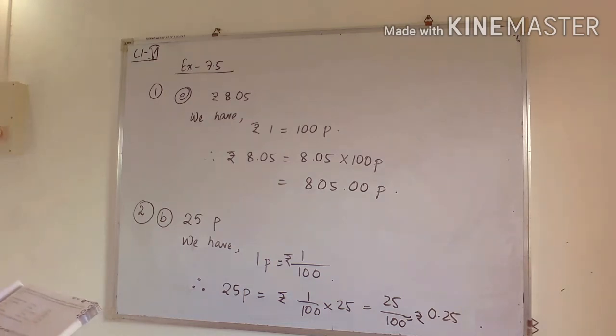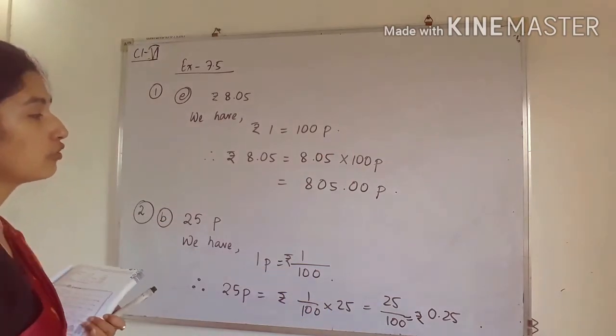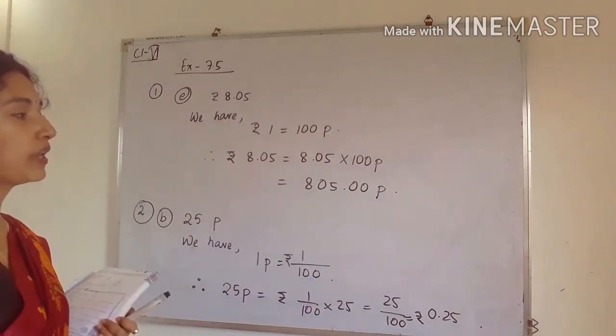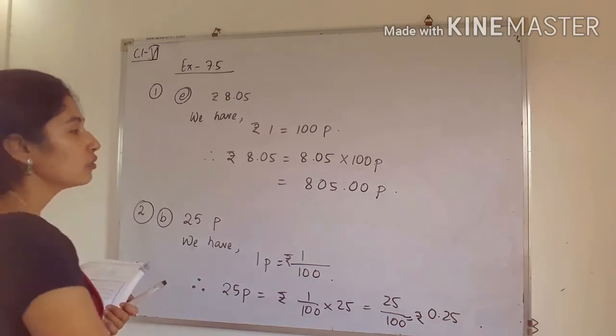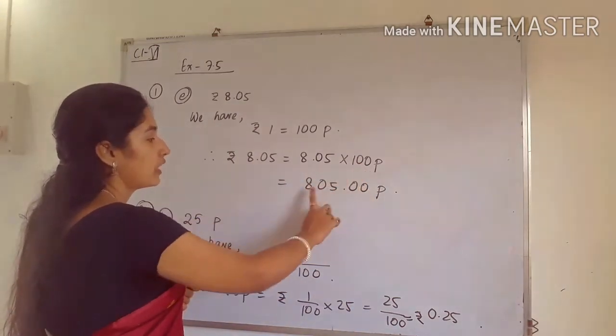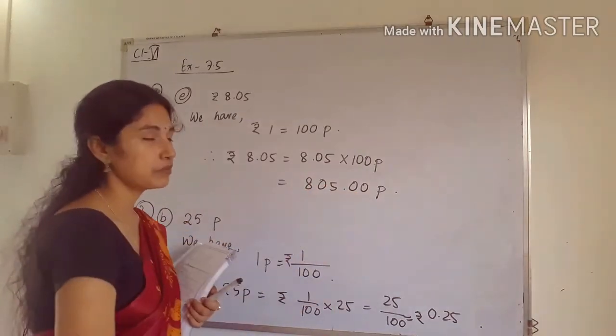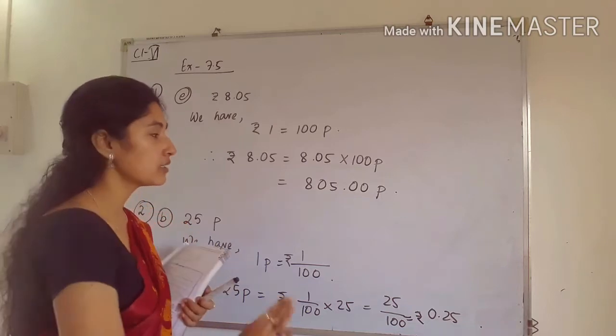So see, in this we have to convert 8.05 rupees into paise. That means we have what? Rupees 1 is equal to 100 paise. That means we have to multiply the given rupees with 100. So we will get what? 805.00. So you can multiply and you can easily find the answer. You can see here 805, when we multiply it with 100, we will get 80500. Then lastly, at final answer, you have to put the decimal point.